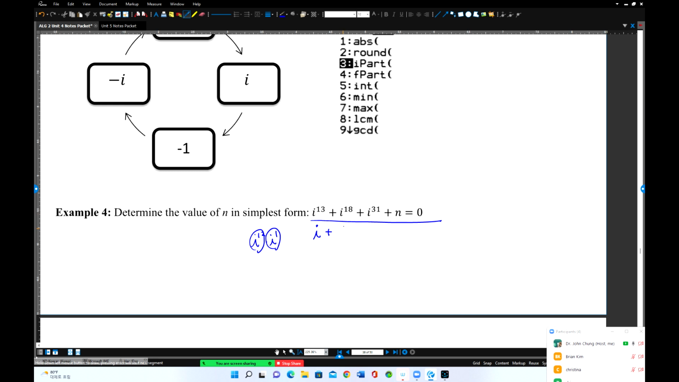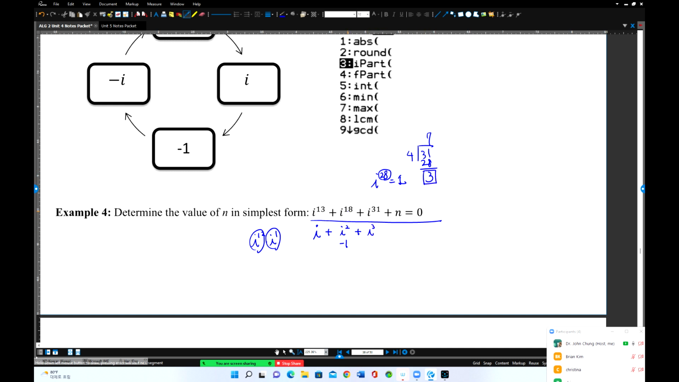i to the 16 is 1. We still have i squared, right? i squared is negative 1. I'm going to use i squared, okay, this is negative 1. i to the 30 is what? i to the 28, that is 1, isn't it? Because this number is a multiple of 4. Or you can divide it by 4. 31 divided by 4 equals 28, remainder is 3. Remainder 3 is what? i cubed, isn't it?